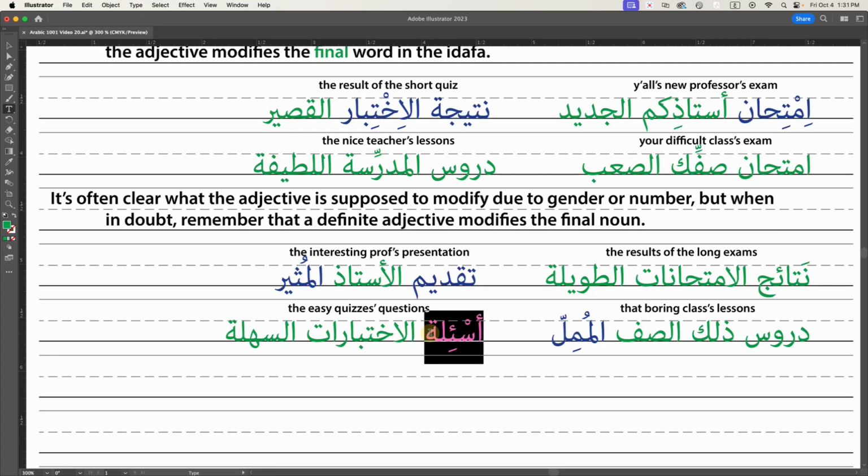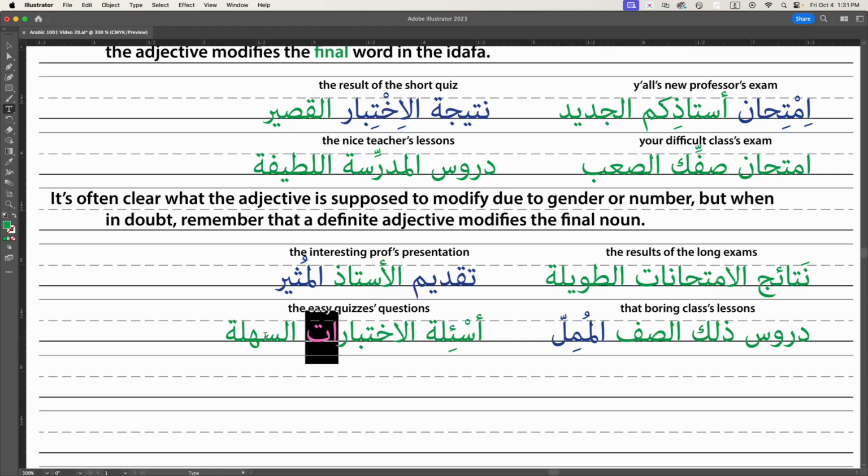As'ila is the plural of su'al for question, and then al-ikhtibarat, we make it plural in the same way we make imtihan plural, by adding the standard plural at, and then as-sahla, the easy. So in this case, all three words are feminine here. The outer ones because of ta marbuta, and the middle one because it's non-human plural, and therefore feminine singular.